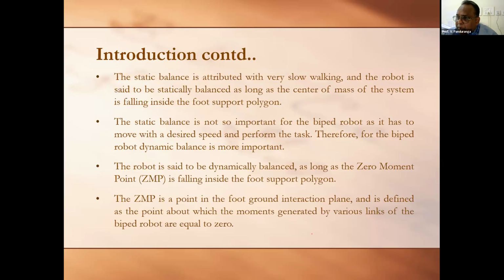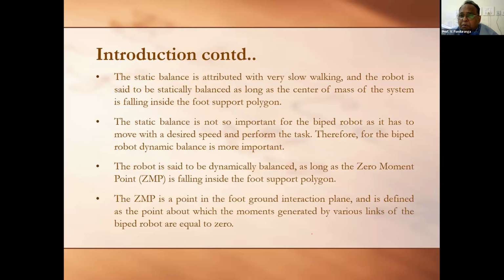So when I said there are two different types of balancing aspects, static balance and dynamic balance, I'd like to define what each is. The static balance is attributed with very slow walking. During this phase, the robot walks very slowly, ensuring that the center of mass of the entire system falls inside the foot support polygon. Foot support polygon means whenever we are walking with a single foot.